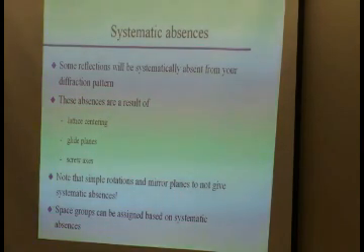Now, based on what reflections you do or don't see, you can actually assign space groups. So as you can imagine, that is a very important thing to understand. Now, how does this work, right? I'm telling you there are systematic absences. But how do they come about? So let's do a derivation for one example.